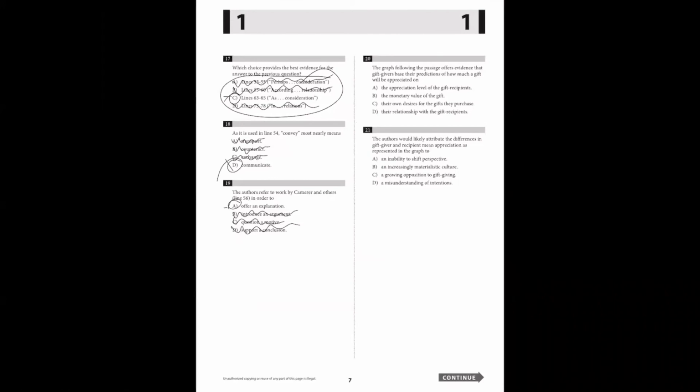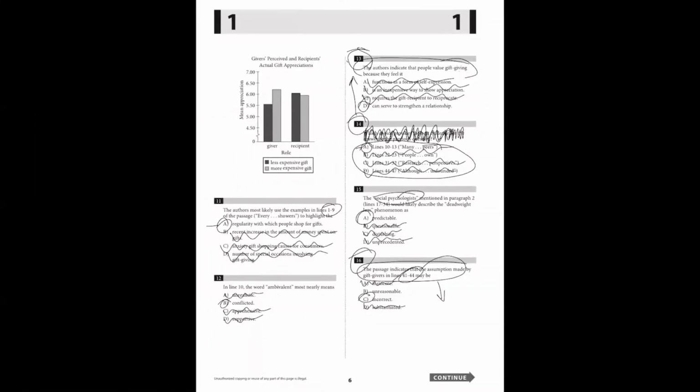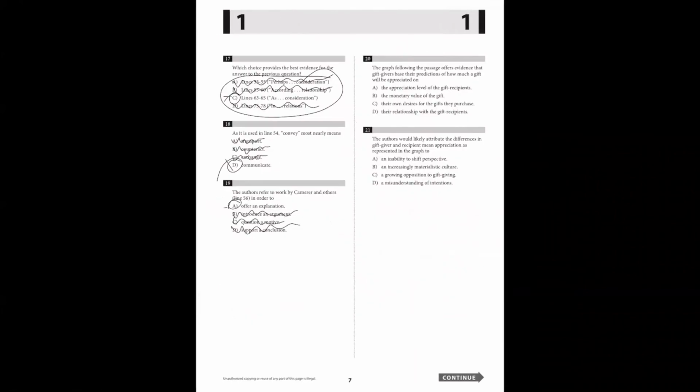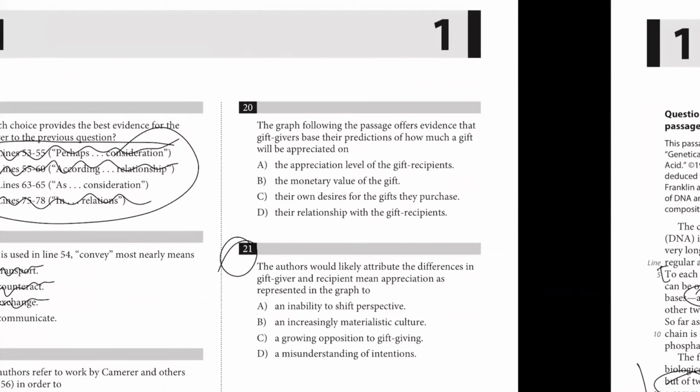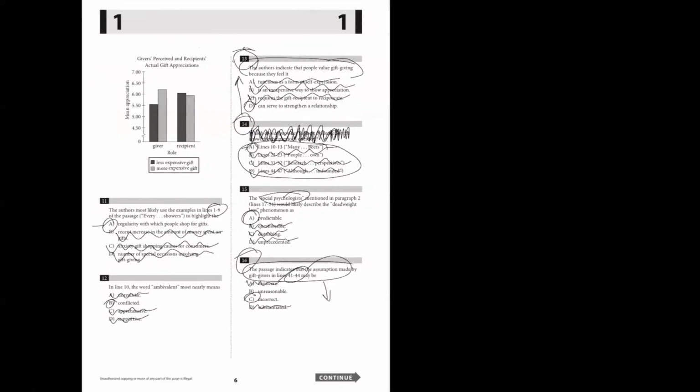So again, what the text we just read does not concern the last two questions, but it's good to keep in mind. Actually, no, it does concern question number 21, but we'll get to that. Question 20. The graph following the passage offers evidence that gift givers base their predictions of how much a gift will be appreciated on what. So let's see the graph.